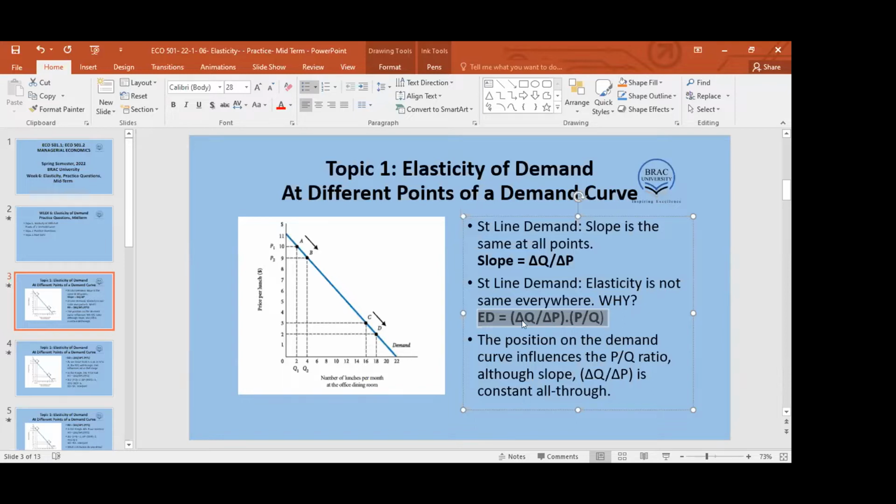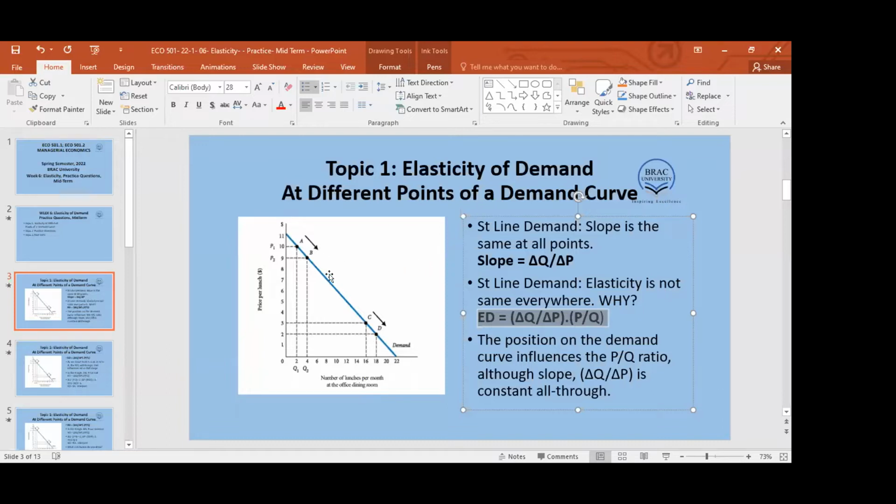Because the slope is the same throughout the demand curve, whether we travel from A to B or C to D. The difference is in the P by Q ratio. So P by Q here, how much is it? Greater than 1, isn't it? In the AB region, 10 by 2, 9 by 4. Both are greater than 1. What about the CD region? 3 by 16, 2 by 18. Both are less than 1. Right? Yes, sir.